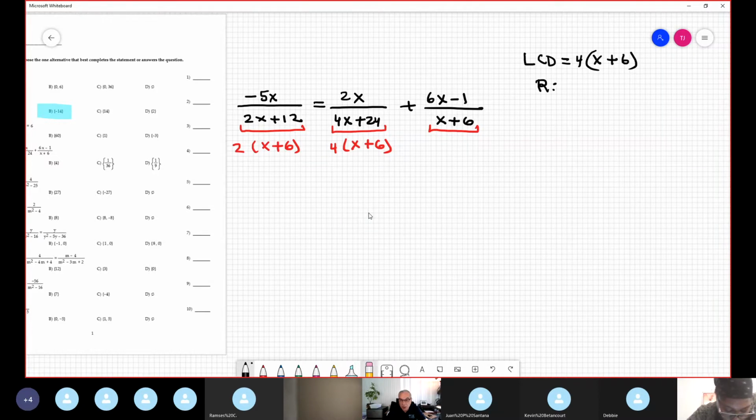And the restriction associated with that problem, just in case we have a problem at the last moment, is x not negative 6, because negative 6 plus 6 is 0. The restriction is the value that gives me an LCD equal to 0. And the LCD is a denominator, and denominator 0 is illegal. Okay, ready now to multiply everything by the LCD. The LCD is 4 times x plus 6.